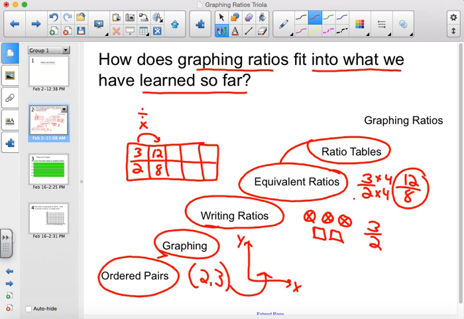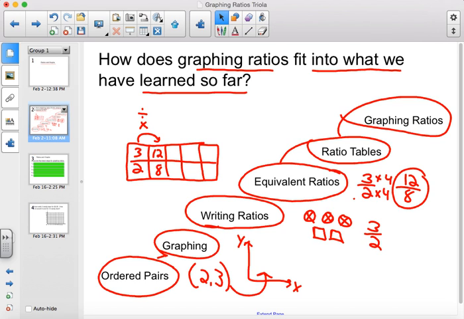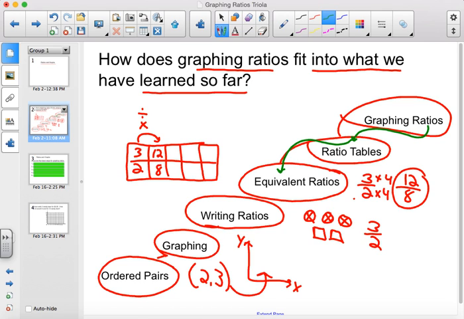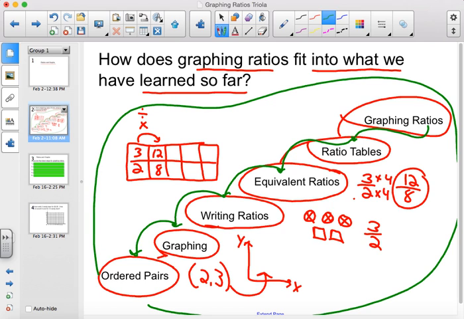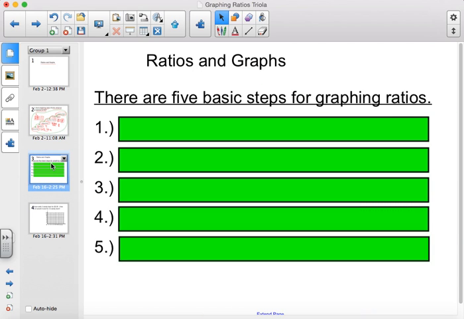Now what we're going to do is talk about graphing ratios. Now graphing ratios, you can see where what we've learned about ratios is now going to apply to what we learned about ordered pairs. Okay, so it makes for all one big learning situation. So you have the skills to do what we're going to talk about today. Ratios and graphs. There are 5 basic steps for graphing ratios.